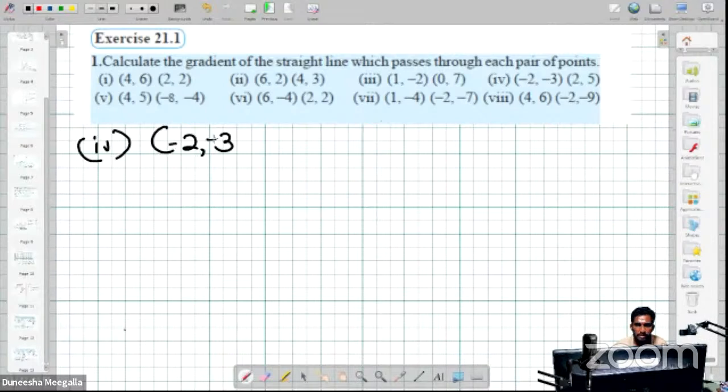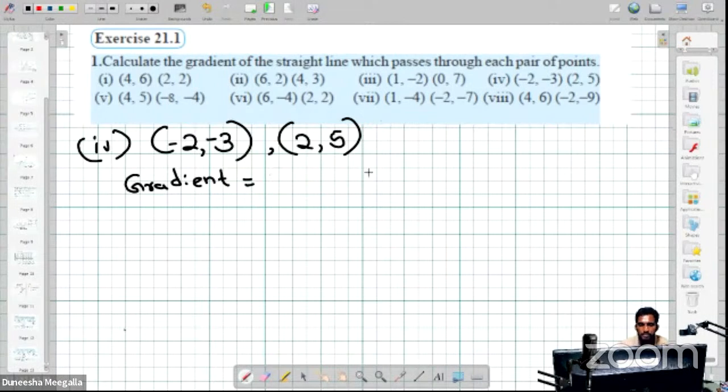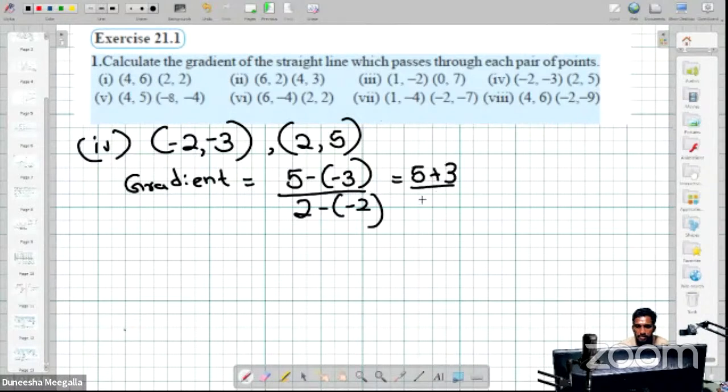Minus 2, minus 3, 2 comma 5. Then I'm getting the gradient, or you can use m as the gradient. 5 minus 3, 2 minus 2. 5 plus 3, 2 plus 2. 8 divided by 4. The gradient is 2.